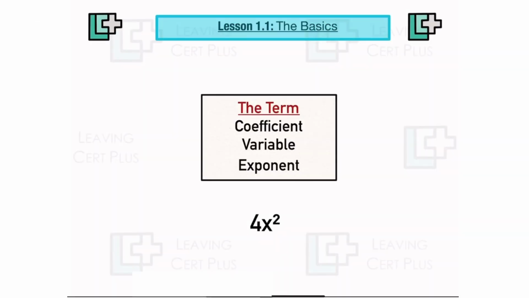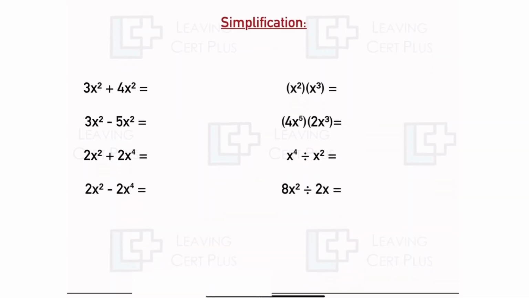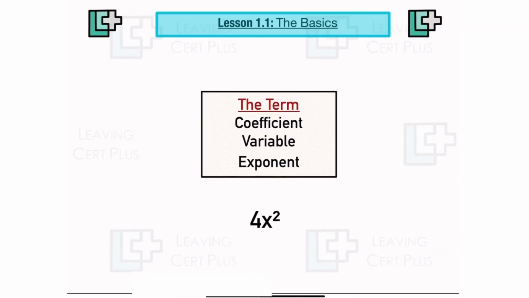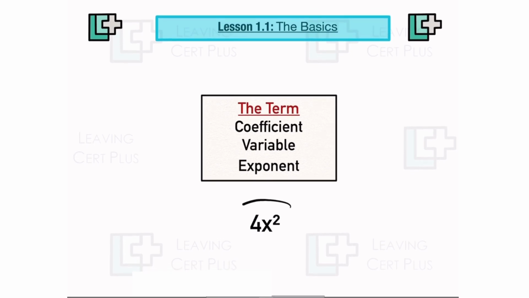This is lesson 1.1. We're looking at some of the basics as a warm-up lesson. So if you find these questions very, very simple, don't be afraid to skip on to the next lesson. So looking at a term to start off with, a term is something like 4x squared.